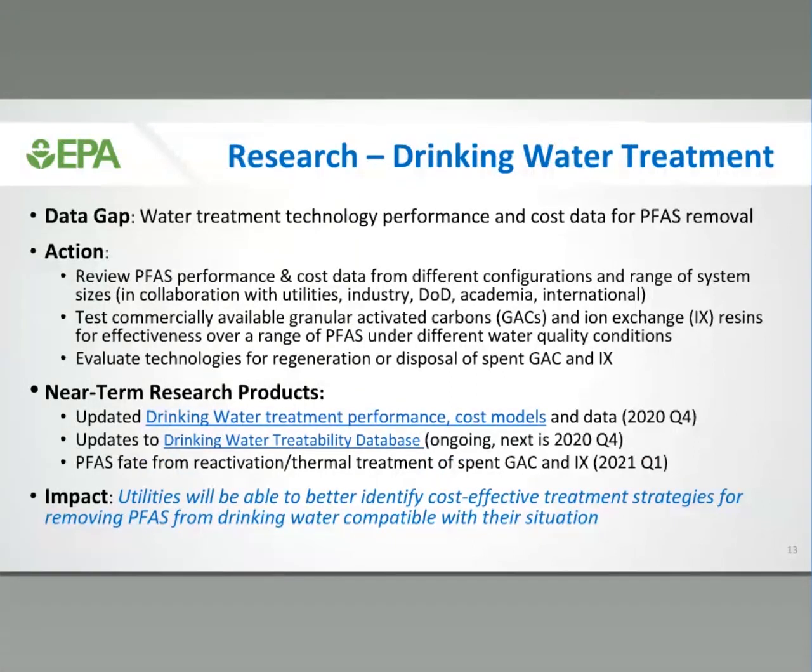Now moving to the risk management side. So EPA has done a lot of drinking water treatment research for many years. We have a center of excellence in Cincinnati, Ohio, which has worked with many different chemicals. They're applying that expertise now to the issue of PFAS. They're collecting as much performance and cost data from different drinking water treatment configurations and different ranges of systems as they can. They collaborate with utilities, with industry, with the Department of Defense, academia, and in international collaborations.